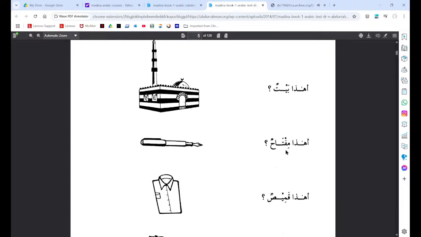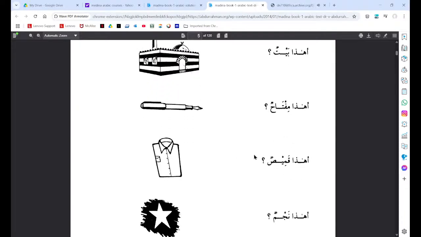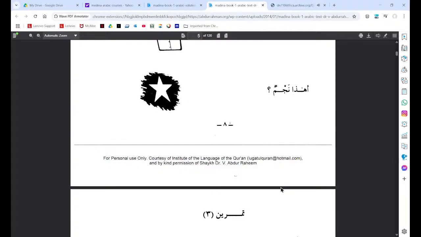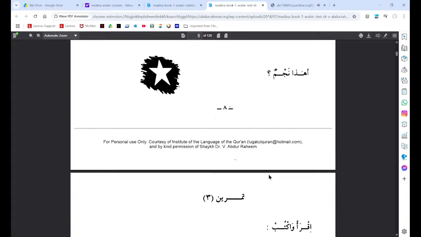أهذا مفتاح. Is this a key? No, it doesn't look like a key. لا. هذا قلم. No, this is a pen. أهذا قميص. Is this a shirt? نعم. Yes, this is a shirt. أهذا نجم. Is this a star? Yes, this is a star. نعم. هذا نجم.